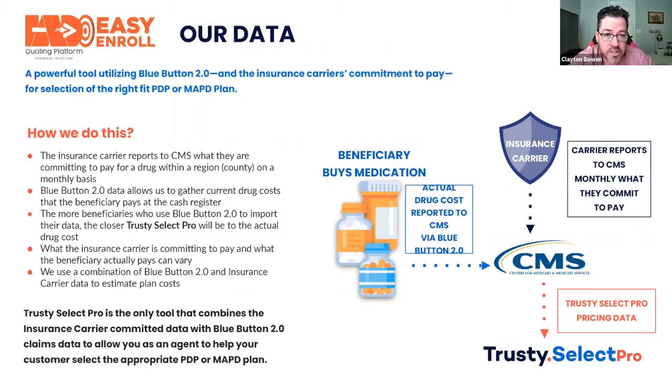We're the only ones that do this, is we take that blue button information. To explain that a little bit further, when you go to the pharmacy and fill your prescription, they will take your MBI ID and file that up to CMS. That's where they capture what pharmacy you're at, what drug it was, the dosage, and how much you as the beneficiary actually paid for that drug at the register. That's the price component that sets us apart.